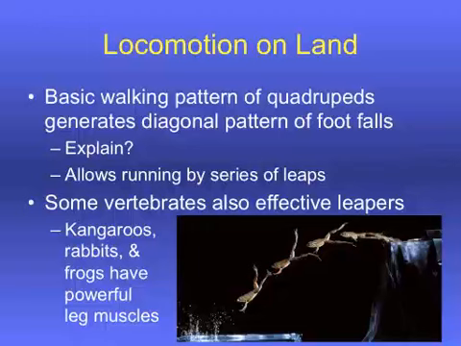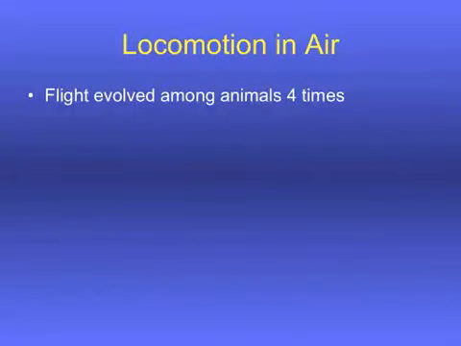Things like kangaroos, rabbits, frogs, obviously they're more of a saltatorial locomotion where they're jumping or hopping or somehow moving through the environment that way. Some animals are very, very adept. They can go long distances by sort of jumping or hopping from place to place.